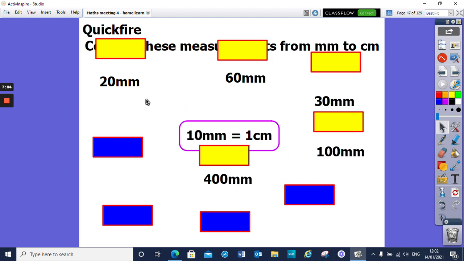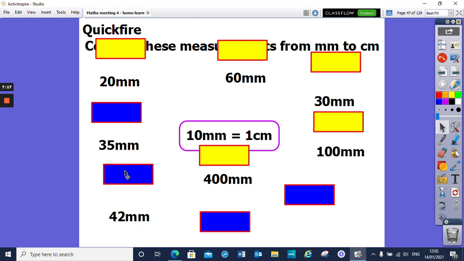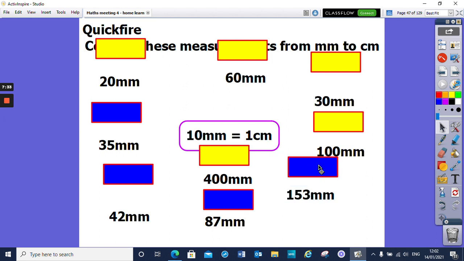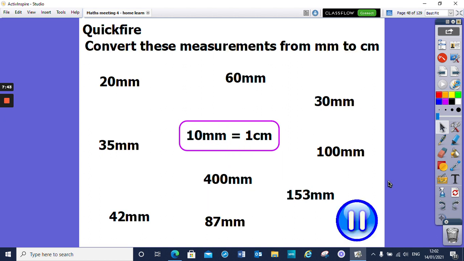So the next ones contain centimetres and millimetres. Let's see how we do. That's 3 centimetres and 5 millimetres. That's 4 centimetres and 2 millimetres. That's 8 centimetres and 7 millimetres. That's 15 centimetres and 3 millimetres. Okay, well done if you got those. Now what I want you to do is to pause the video, copy out some of these millimetres and write them down as centimetres. Okay, well done if you got those.